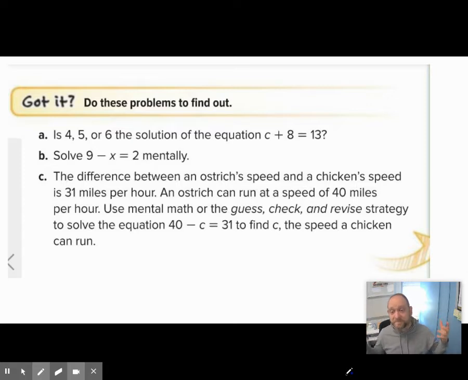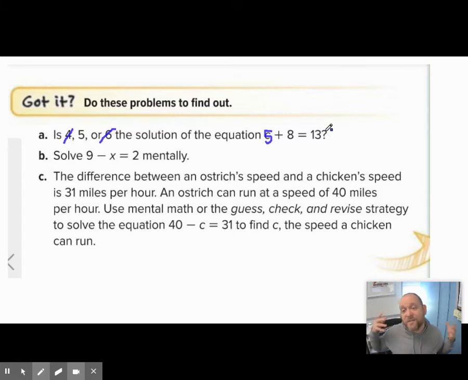Okay, so here we go. I've got 4, 5, and 6. It says, which one of these is the solution to the equation C plus 8 gives me 13? Well, I can just start plugging in and see what works and what doesn't. I can also do, well, I'm a reasoning abstractly kind of guy. I know that an even number plus 8, which is an even number, should give me an even number. That means my answer has to be odd. It can't be 4 or 6. I know it has to be 5. I also know, just from knowing my math facts, that 5 plus 8 does give me 13.